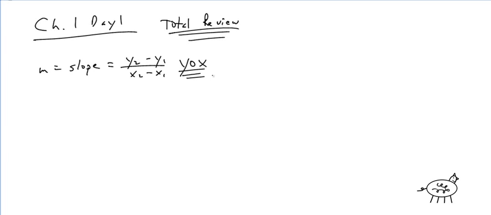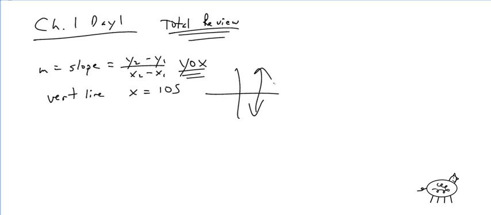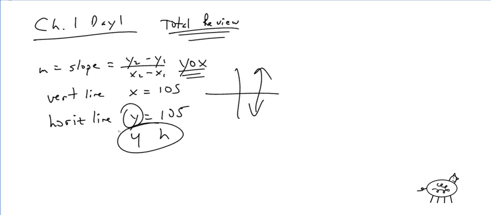Couple other things here too. Equations of a vertical line. Remember that's x equals 105. That's a vertical line. And then of course a horizontal line is y equals 105. Again, I know it's a goofy thing, but I always remember that. You have a y, and if you rotate a y 180 degrees, you get h for horizontal. That's why y is a horizontal line.